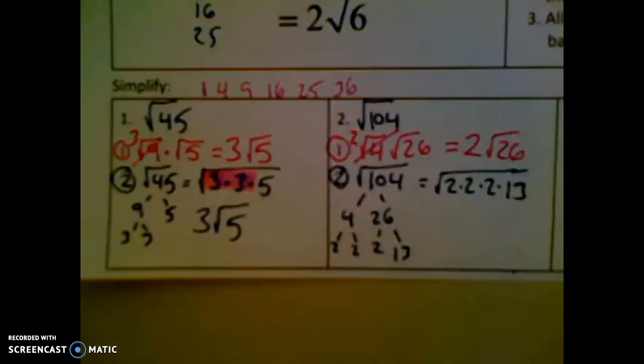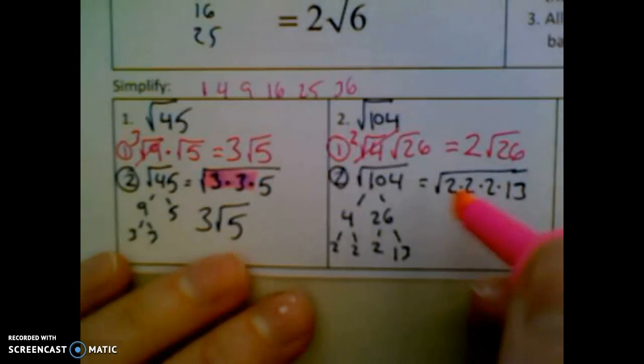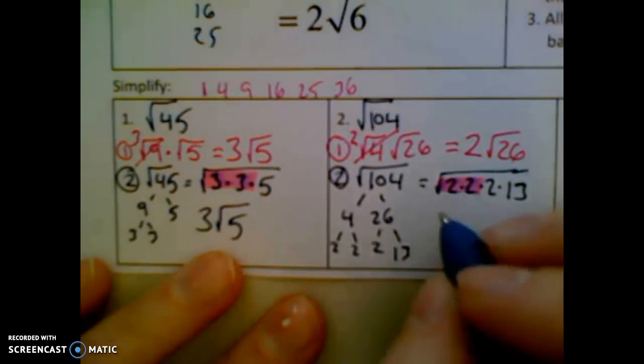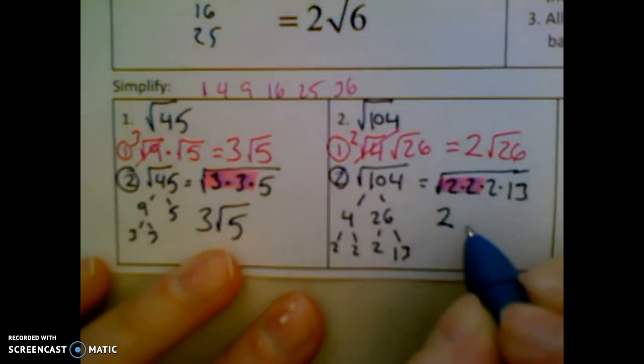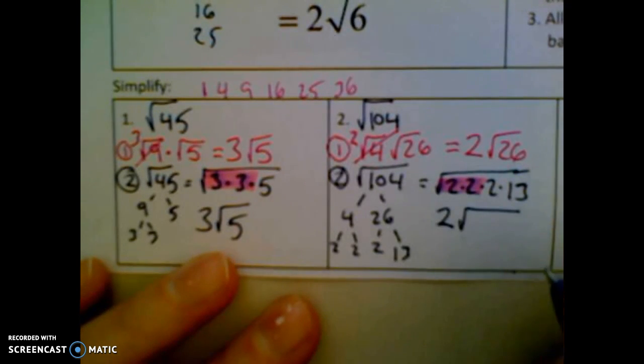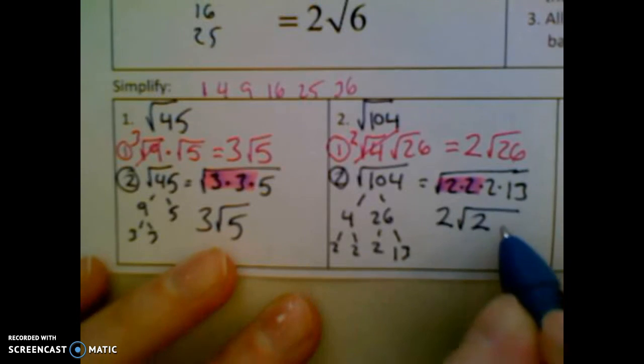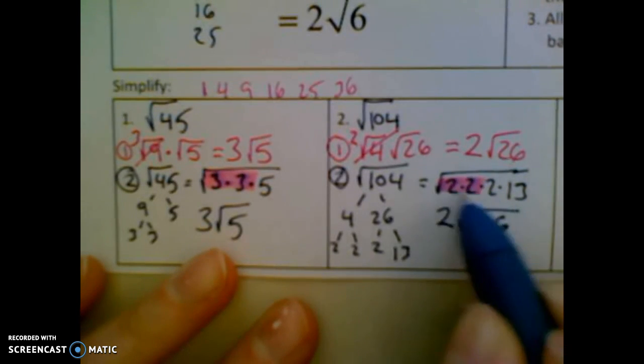I'm going to look for some pairs. I only have two 2s. So the only thing I can bring out is a group of 2s. On the inside, though, 2 and 13 are stuck. So I can't bring them out, so I'm going to multiply them on the inside, and I'm going to get 26. So I was only able to bring out one pair.